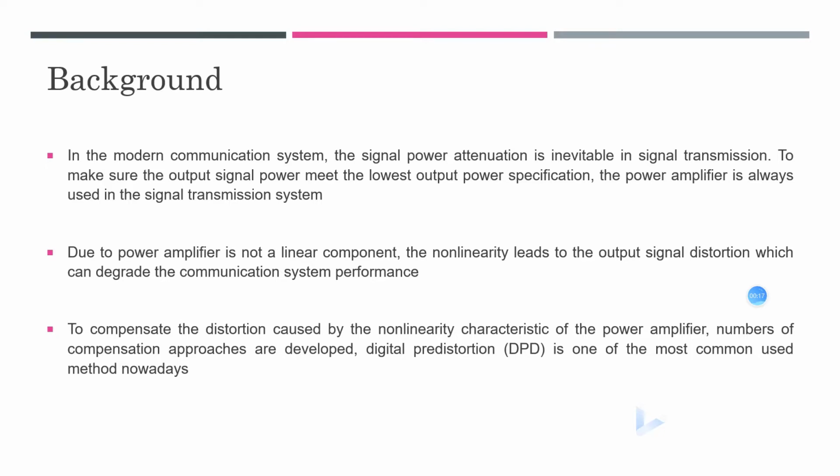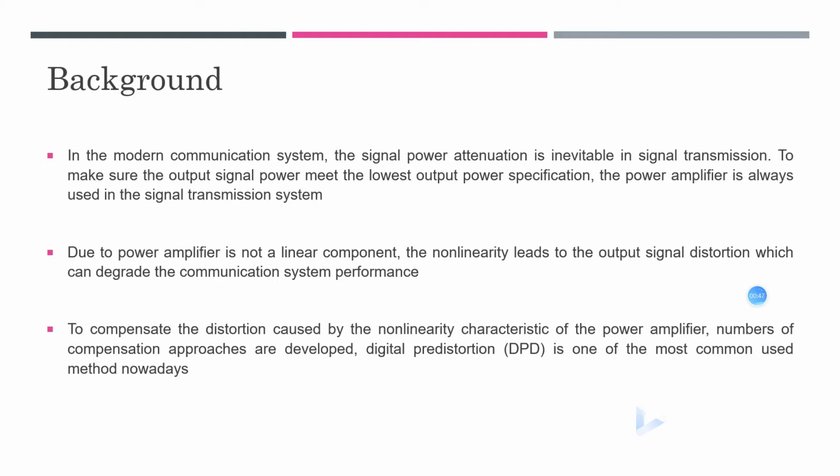I'm going to introduce the background here. So, in the modern communication system, the signal power attenuation is inevitable in signal transmission. To make sure the output signal power meets the lowest output power specification, the power amplifier is always used in the signal transmission system. Because the power amplifier is not a linear component, the non-linearity leads to output signal distortion, which can degrade the communication system performance.